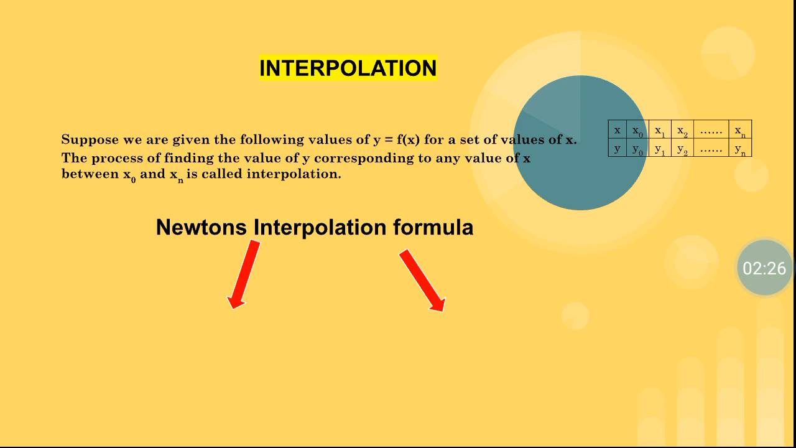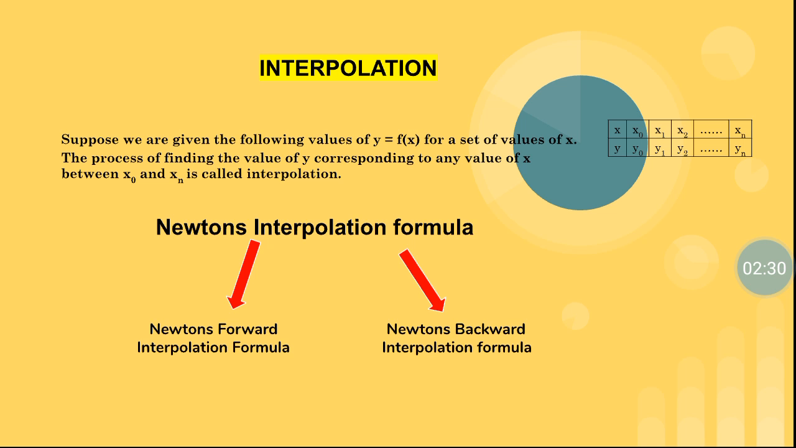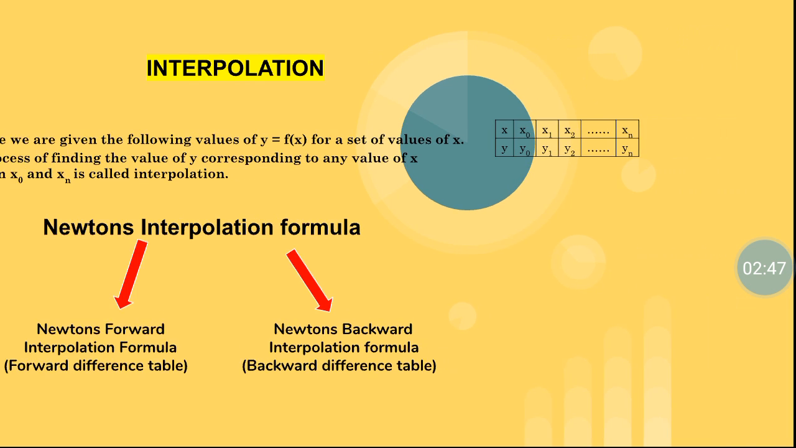For interpolation, we will be applying Newton's interpolation formula. Under this, we have Newton's forward interpolation formula and backward interpolation formula. For Newton's forward, we make use of the forward difference table, and for Newton's backward, we make use of the backward difference table. How to construct the forward difference table and backward difference table, we have seen in the previous session of interpolation.